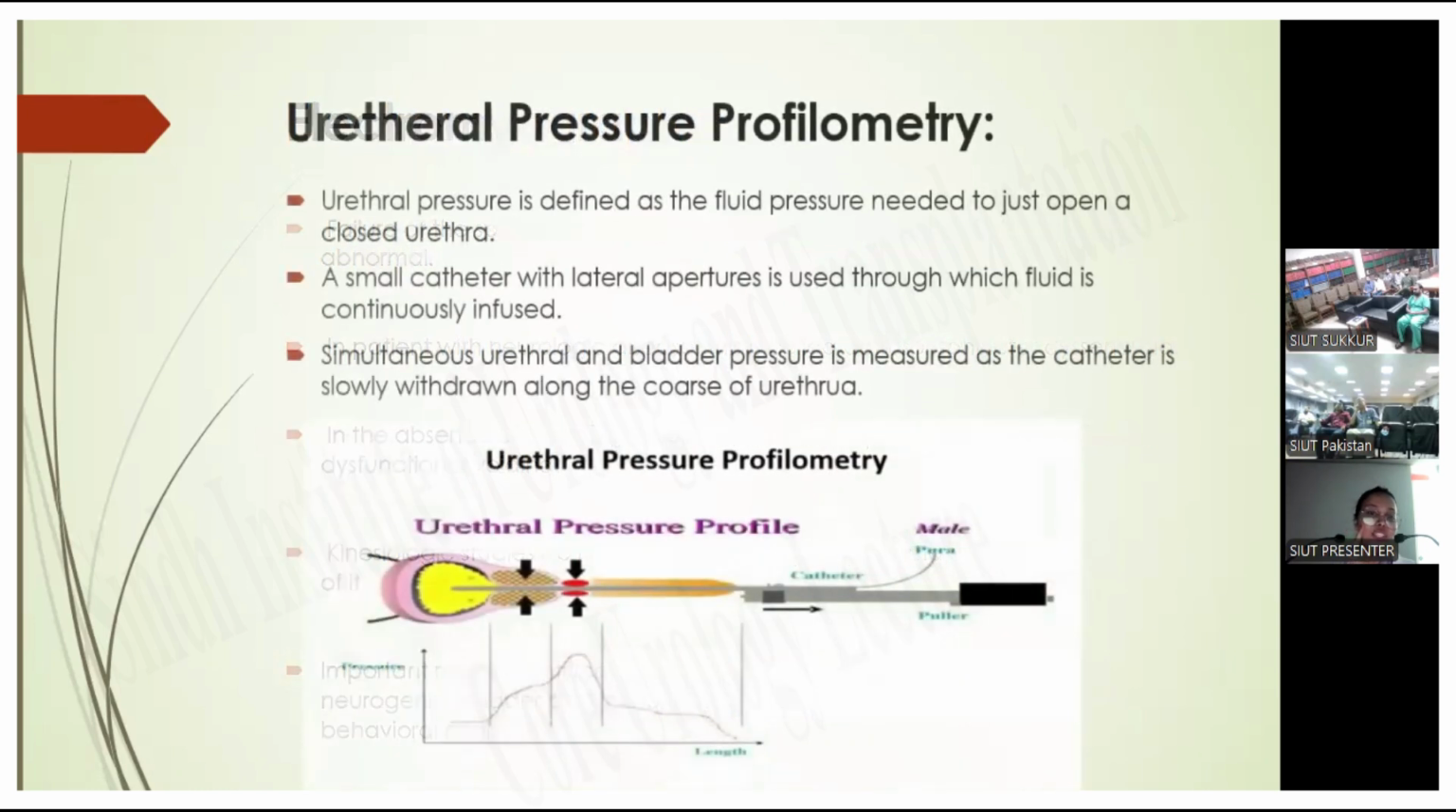Last but not the least is the urethral pressure profilometry. Urethral pressure is defined as the fluid pressure needed to just open a closed urethra. A small catheter with lateral apertures is used, through which fluid is continuously infused. Simultaneous urethral and bladder pressure is measured as the catheter is slowly withdrawn out of the urethra.